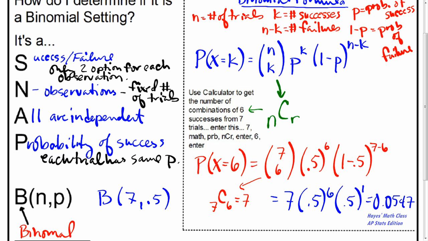Okay, so that's the basics of binomial settings. That should get you at least started on some of the stuff. We'll do one more card talking about the cumulative distributions, and then get into some of the geometric stuff.